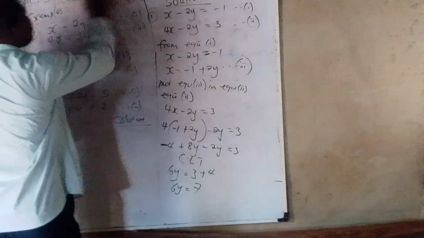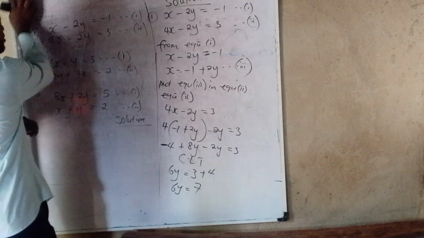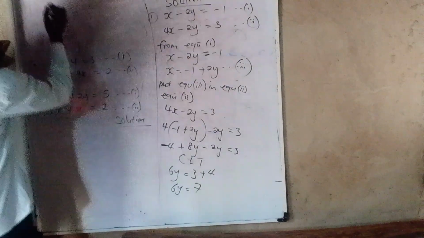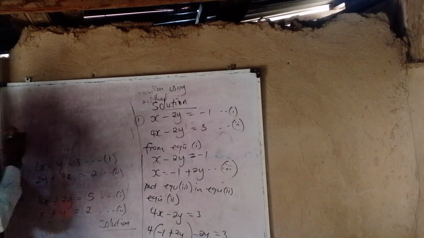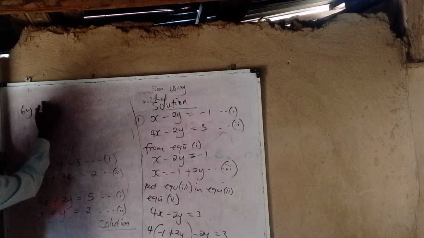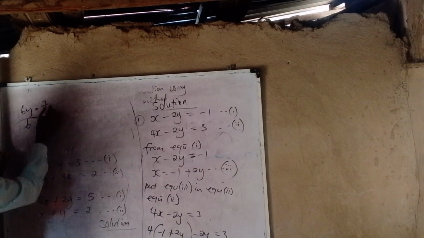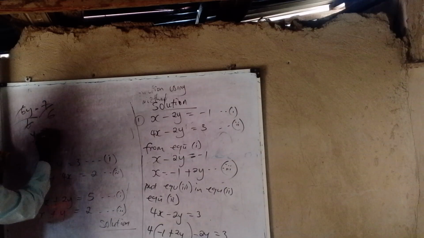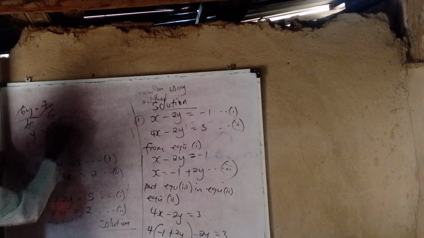Now, without wasting my time, let me bring it down here. We now have 6y equal to 7, divided by 6, divided by 6. 6 cancels, therefore y is now equal to 7 over 6. Look at my y. I have my y as 7 over 6. That's my y.